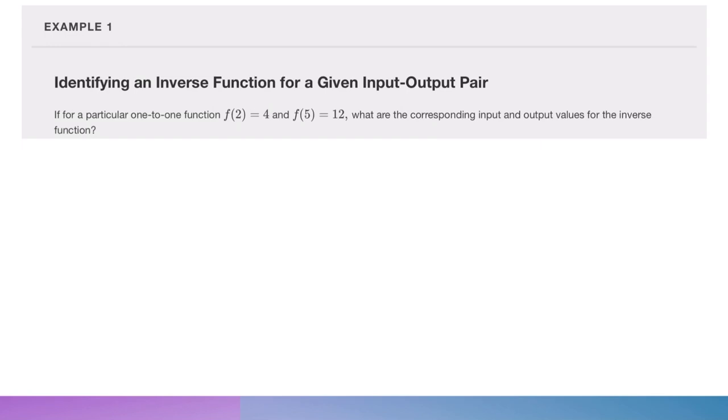So if for a particular one-to-one function f of 2 equals 4 and f of 5 equals 12, what are the corresponding input-output values for the inverse function? Because the function is one-to-one, that means that it has an inverse. So if f of 2 equals 4, then f inverse of 4 will give us 2. And f inverse of 12 will give us 5.